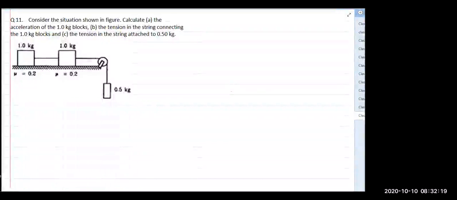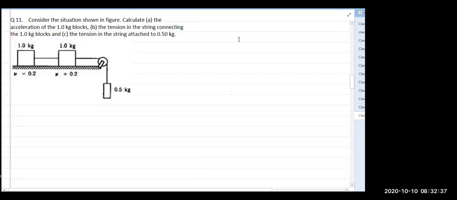So what is this question? Consider the situation shown in the figure. Calculate the acceleration of the 1 kg block, the tension in the string connecting the 1 kg blocks, and the tension in the string attached to the 0.5 kg block. So we have to find the acceleration and we have to find the tensions.